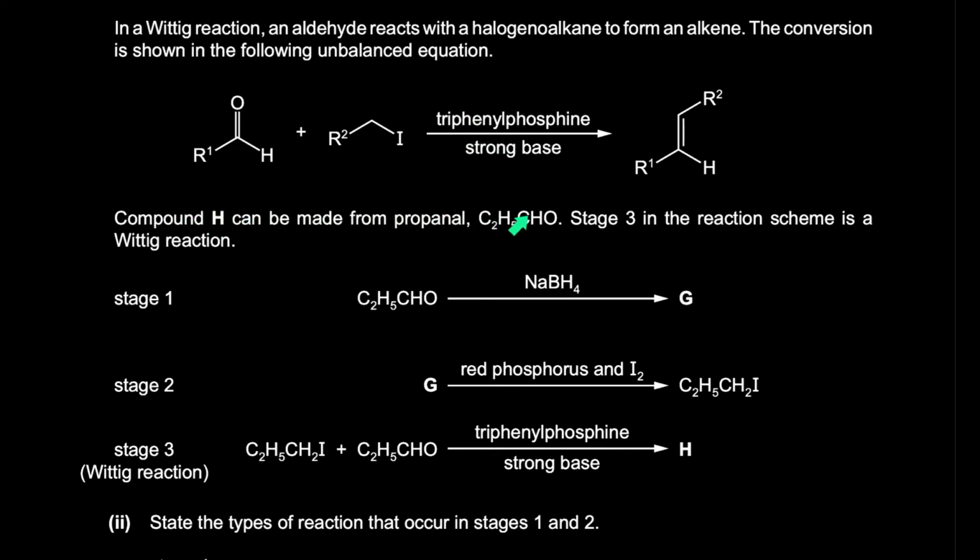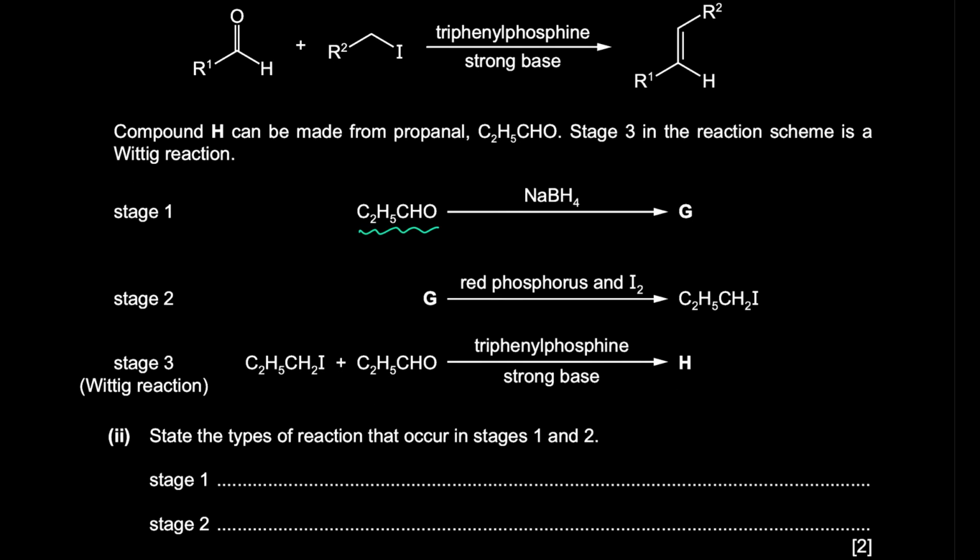They've given you this information in the question, okay? Compound H can be made from propanal, that's C2H5CHO. Stage 3 in the reaction scheme is a Wittig reaction, okay? So we're going to get to stage 3 in just a bit. Now in stage 1, the aldehyde reacts with NaBH4 to form G. State the types of reaction that occur in stages 1 and 2. So what's the reaction that's taking place in stage 1? When an aldehyde reacts with NaBH4, this is called a reduction reaction, and you're producing a primary alcohol. Okay, so here you're producing C2H5CH2OH. The aldehyde is being reduced to form a primary alcohol.